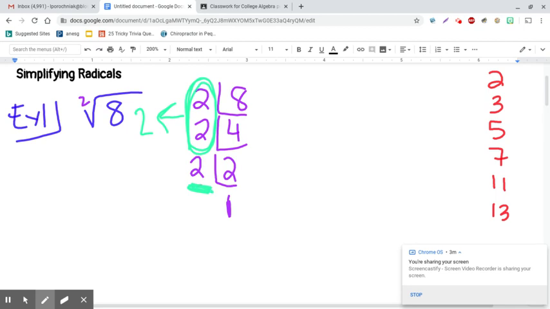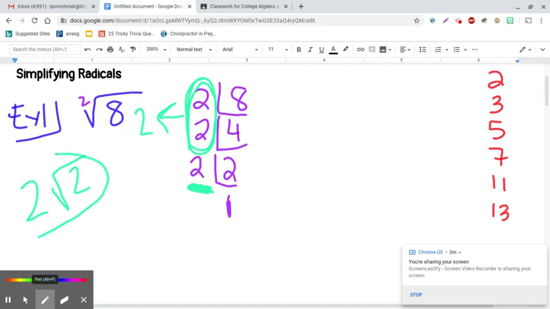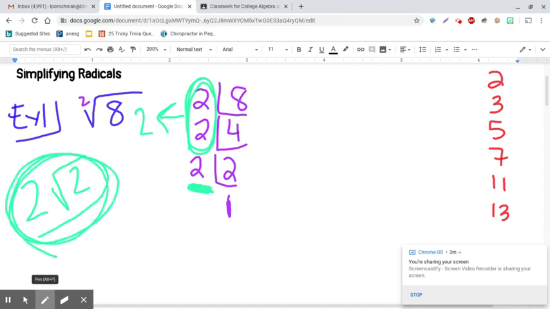So our simplified answer would be the 2 that came out, then our radical 2 that had to stay inside. So the answer to simplifying the square root of 8 is actually 2 square root 2, or 2 radical 2. This is your answer right here. Guys, if you were to put both in the calculator and press enter, you would get the same decimal for both of these because they are equal. All right, that is example 1.